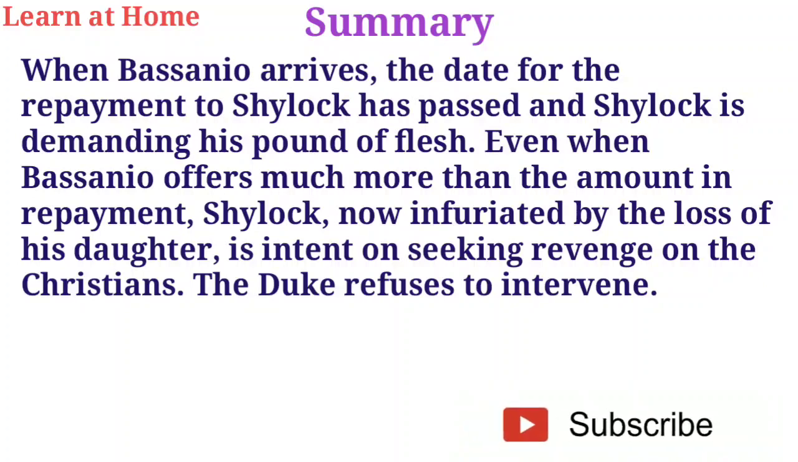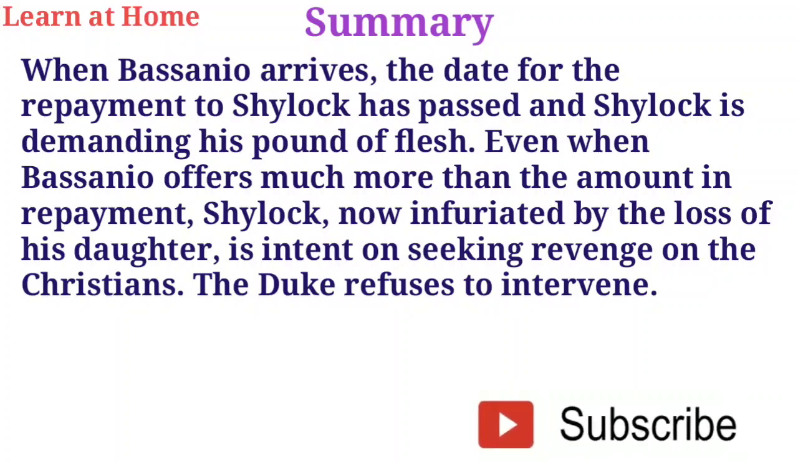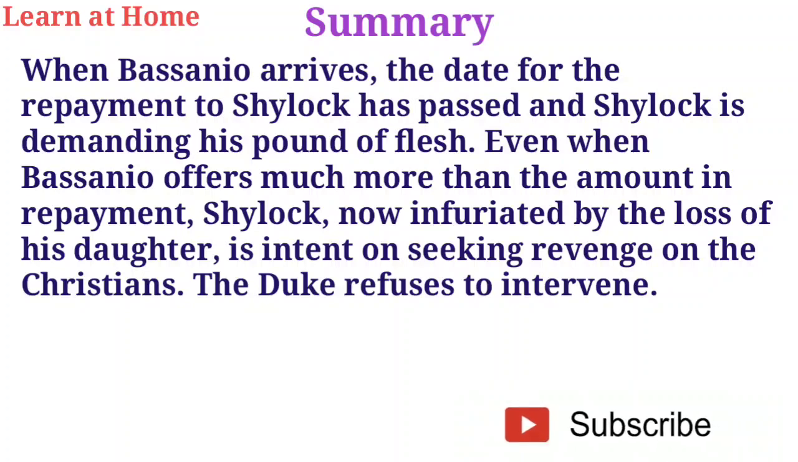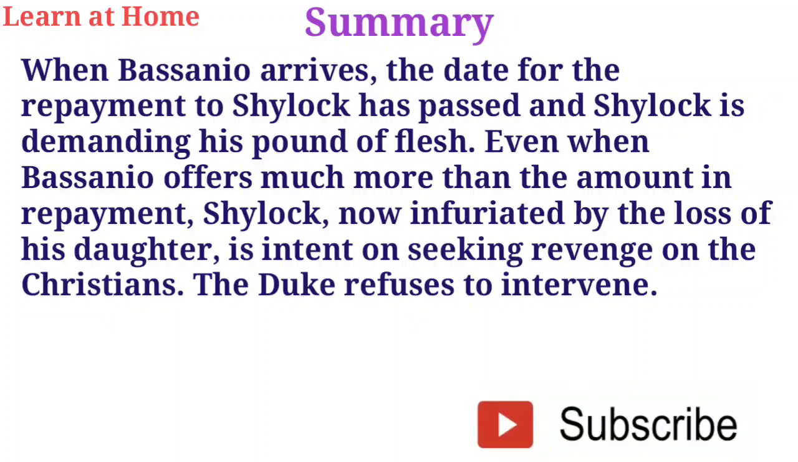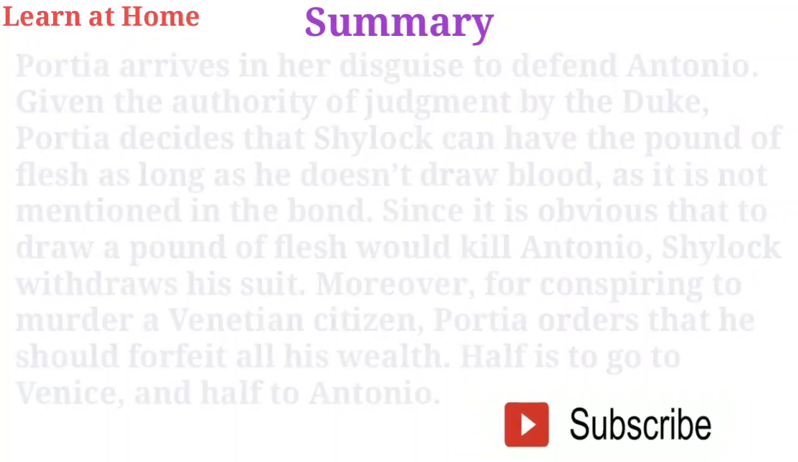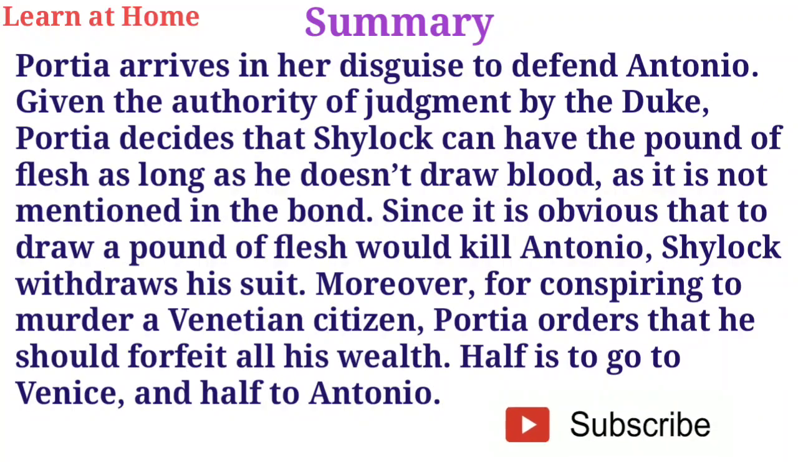Even when Bassanio offers much more than the amount in the repayment, Shylock, now infuriated by the loss of his daughter, is intent on seeking revenge on Christians. The Duke refuses to intervene. Portia arrives in her disguise to defend Antonio.